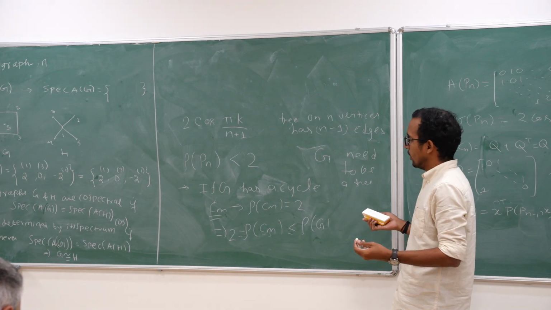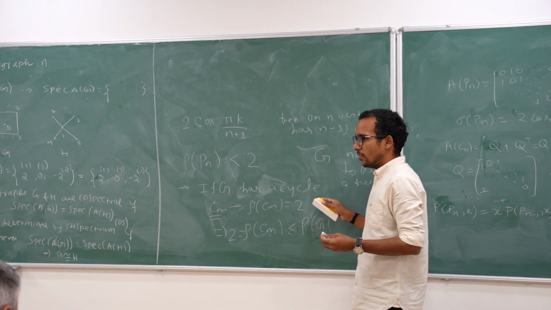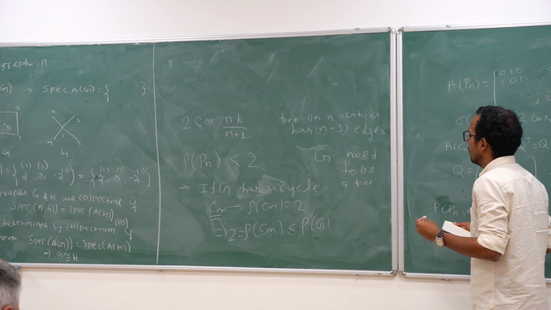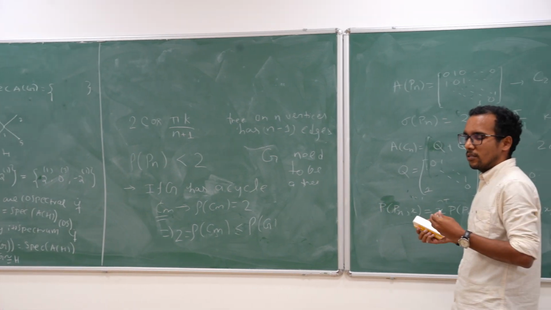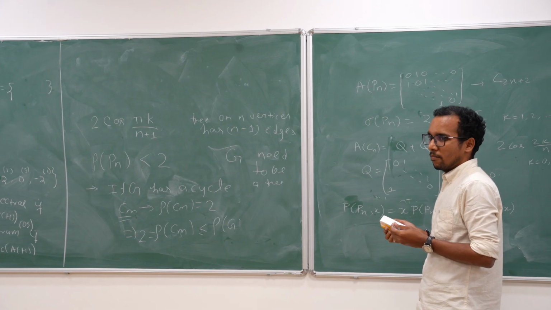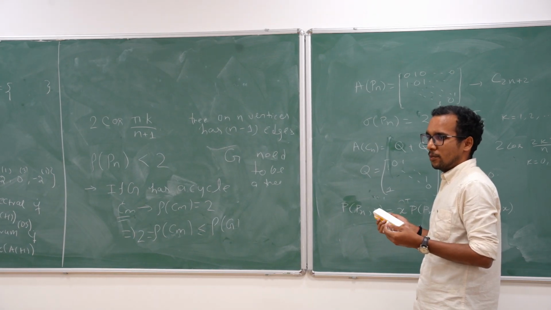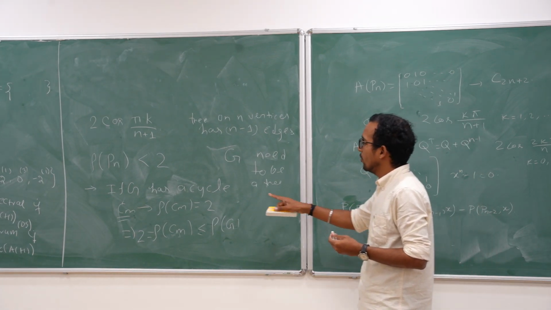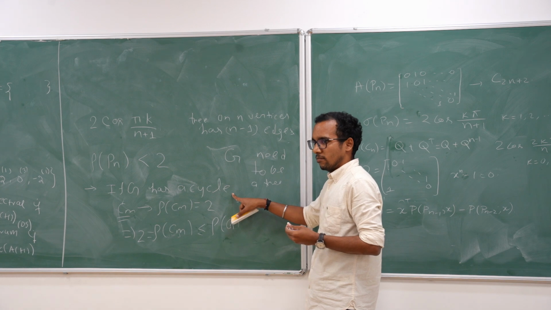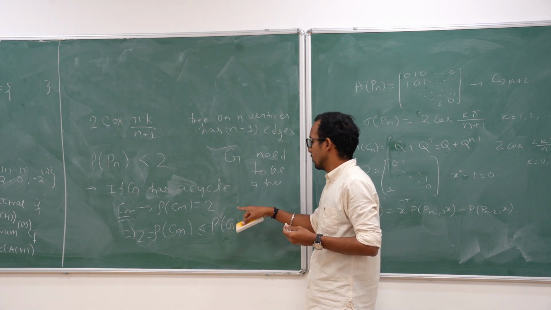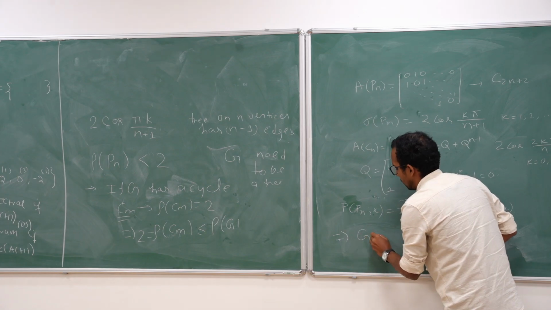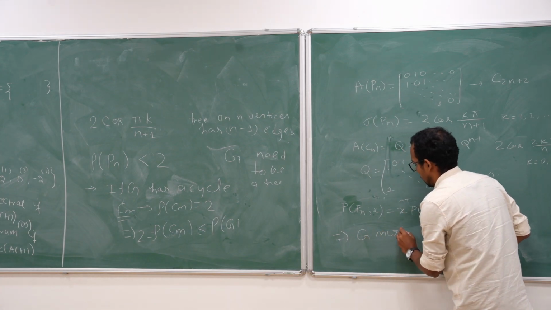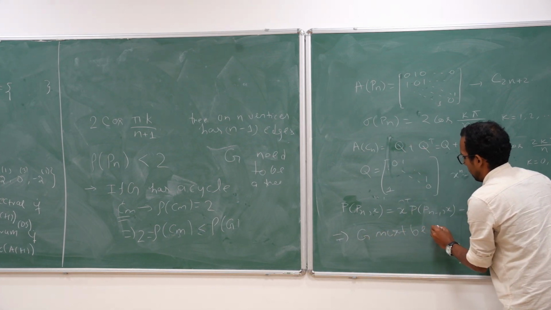So what is the graph that has no cycle and has n vertices and n minus 1 edges? What is the class of those graphs? So it needs to be a tree. Okay. So I have proved that G cannot have a cycle, which means that G must be a tree. Yeah, but you need to show it has n minus 1 edges. How to show?